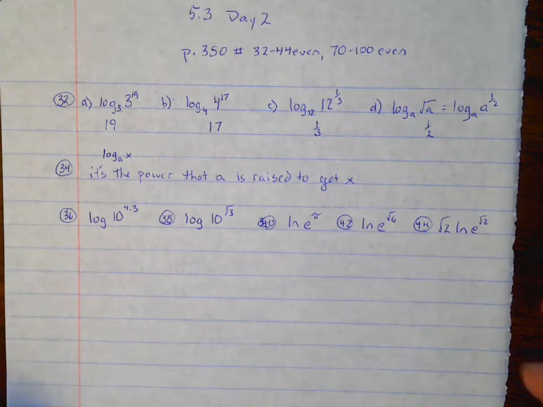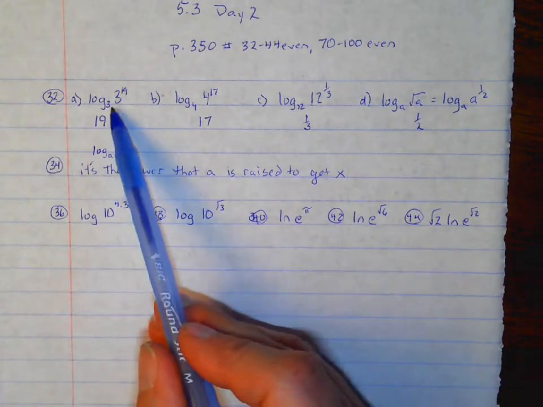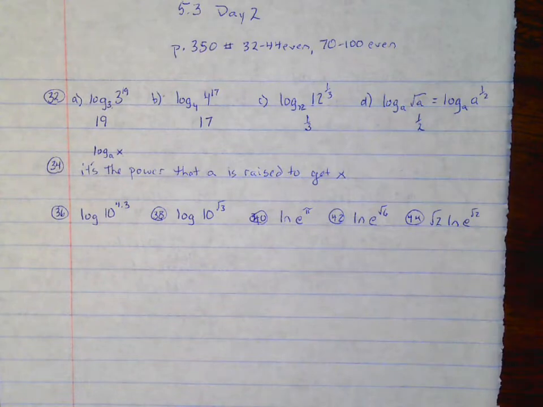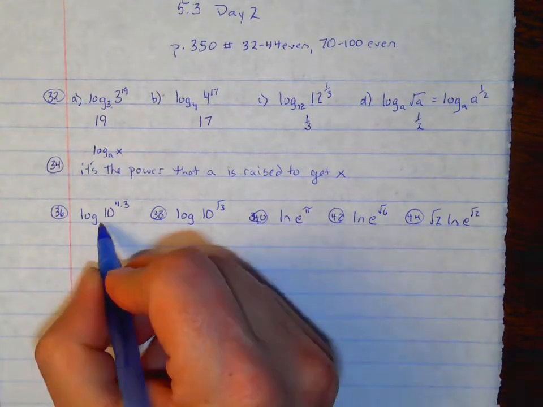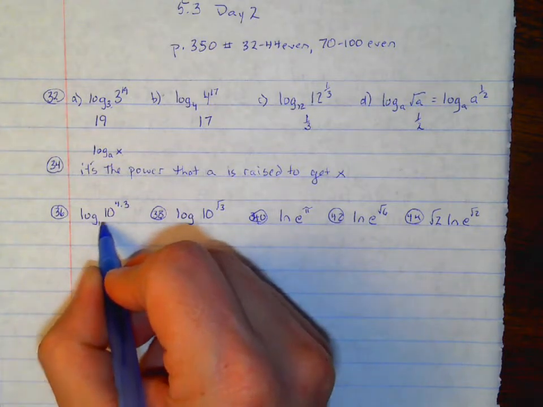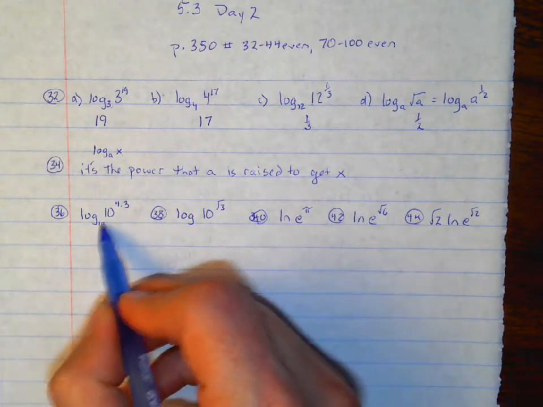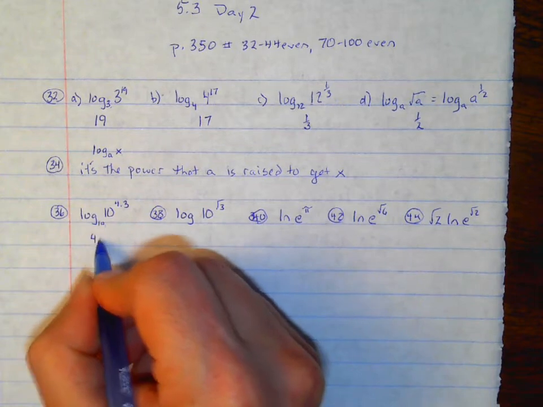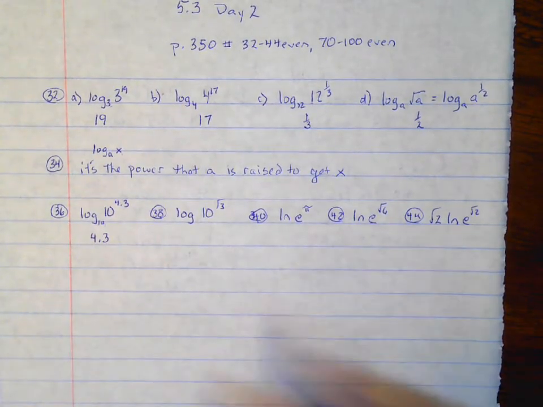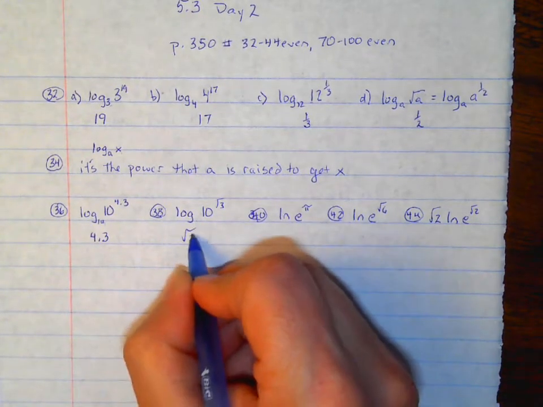Okay, with these we're really using the same property as we did up here. So if you're looking at properties, property number 2 again. So log, if there's nothing written here, it's implied that it's a base 10. So remember, when those are the same, we know our answer is just 4.3. Okay, so square root of 3.